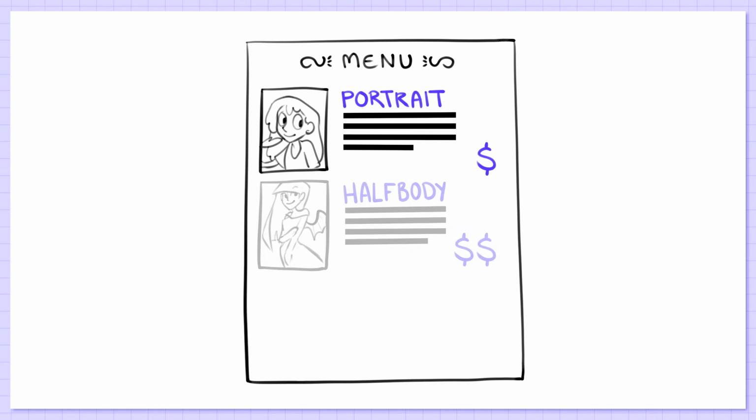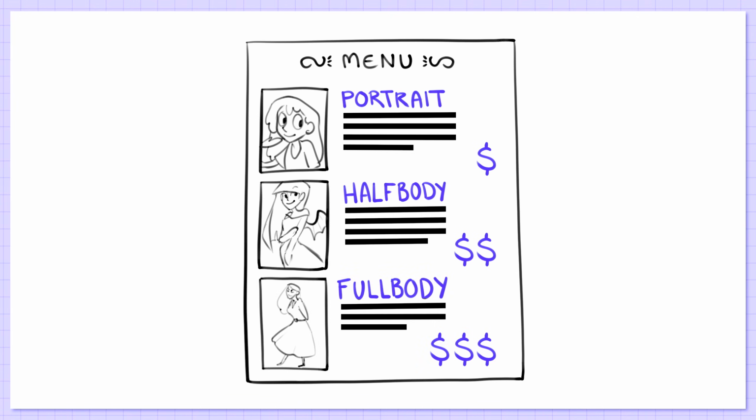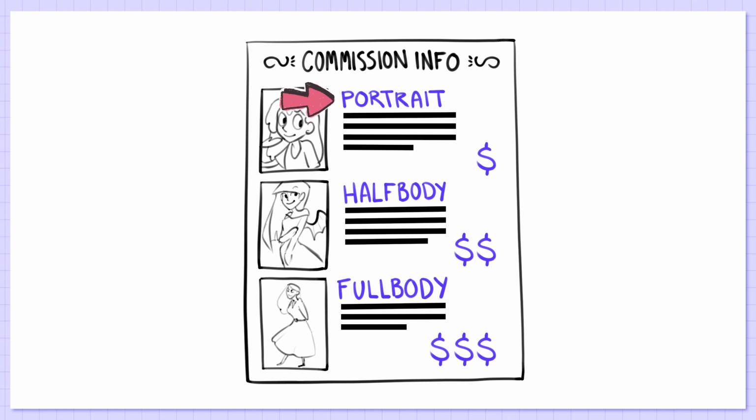What's very common in the art community is that an artist with commissions open will upload or display some sort of menu with products and prices. The menu is most commonly referred to as an artist's commission info, because it holds all the information about the artist's different commission types. Commission types are the different variations of artwork that artists offer, and this can vary a lot from artist to artist, but there are also some recurring commission types among the majority of artists.